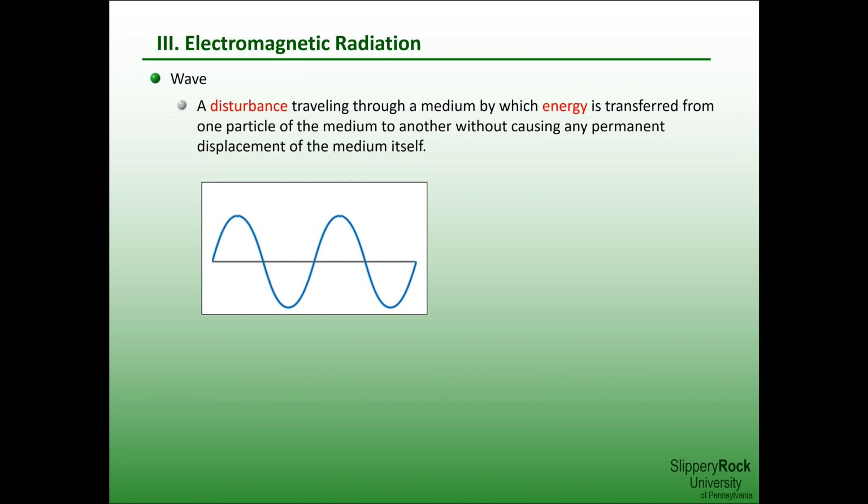Light is a type of wave called electromagnetic radiation. Let's find out what a wave is. A wave is defined as a disturbance that travels through a medium, transferring energy from one particle of the medium to another without causing any permanent displacement of the medium itself. That means, while the wave moves forward, the individual particles of the medium simply oscillate back and forth without causing any permanent displacement of the medium itself.